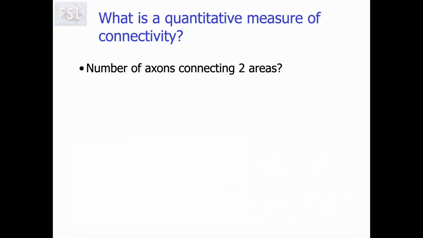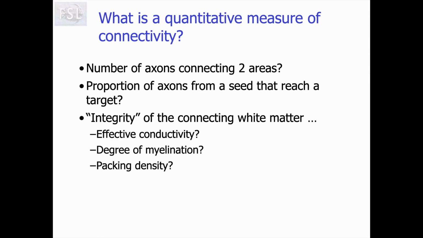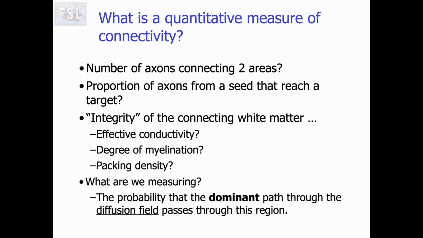Is this somehow equivalent to the number of axons, to the proportion of axons from a seed region that reach a target region? Does it have something to do with the integrity of the white matter, how effectively they are connected with each other, how much myelination there is, how much packing density there is? All of these are things we might want to know to estimate the connectivity strength between two brain regions. Unfortunately, none of these are what tractography gives us.